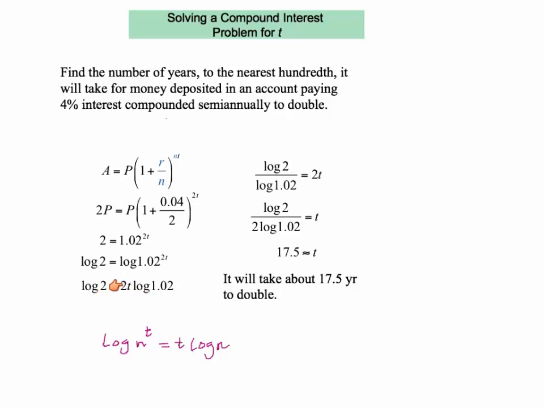These are the numbers multiplied by T. If I divide both sides of the equation by 2 times log of 1.02, then I get log of 2 over 2 times log of 1.02. I can do it in 2 steps, or 1 step. Then you can solve for T. The rest I have to use our calculator. Log of 2 over 2 times log of 1.02. That would be about 17.5. So it will take about 17.5 years to double the money.